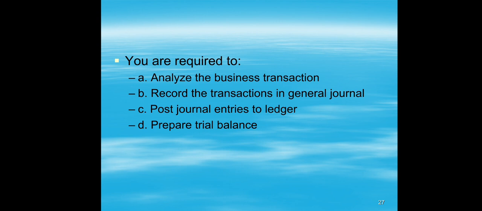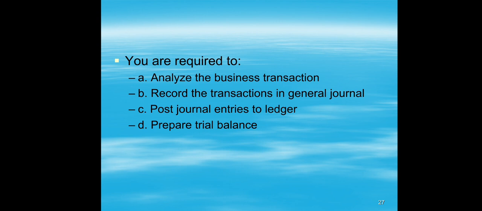You are required to: A, analyze the business transactions. This is step 1 of the accounting cycle. B, record the transactions in the journal. That is the second step in the accounting cycle. C, post journal entries to the ledger. That is the third step in the accounting cycle. D, prepare a trial balance. That is step 4 in the accounting cycle.